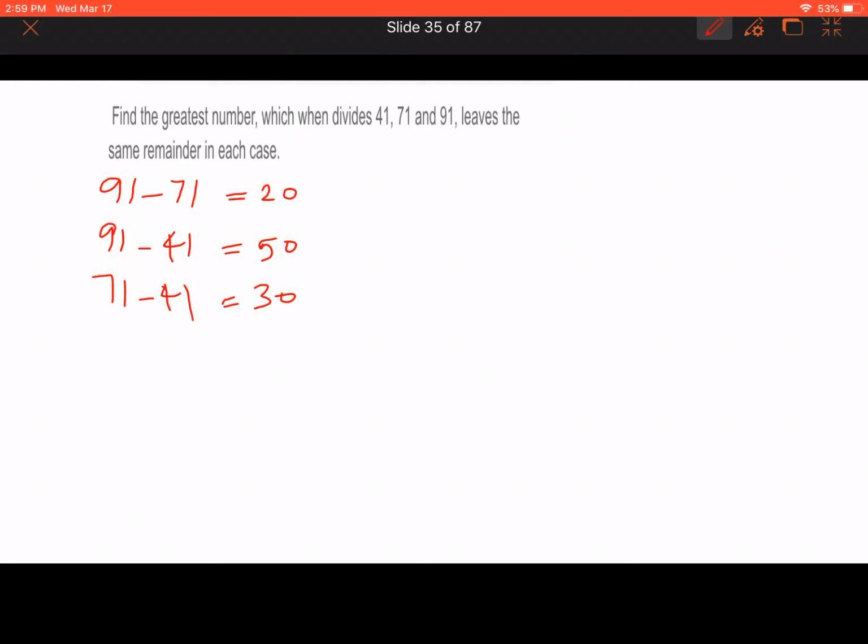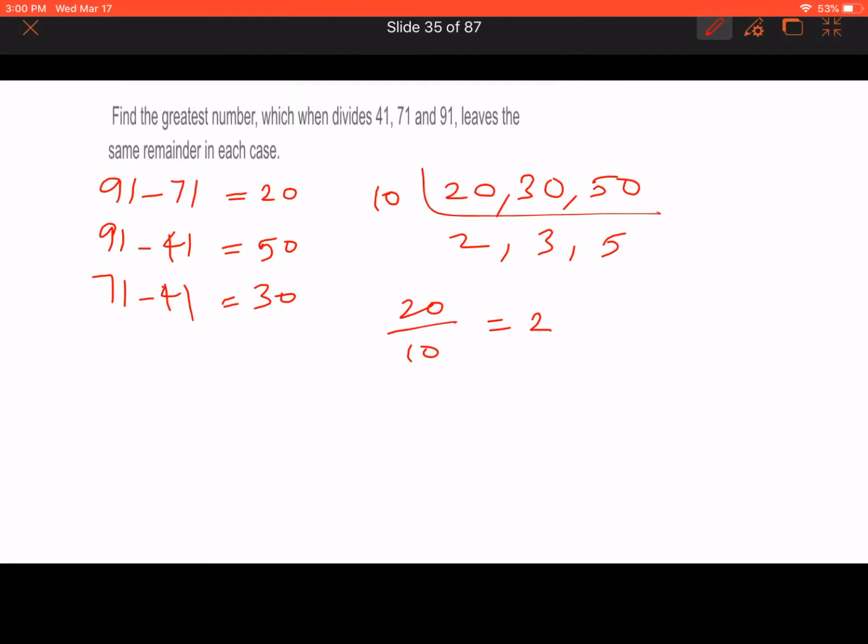Now take the ladder method and find the greatest common factor for these numbers. So the greatest common factor is 10, right? So that is the number which is going to divide 41, 71, 91 and leave the same remainder. Let's just check it out, out of curiosity, whether it is going to leave the same remainder.